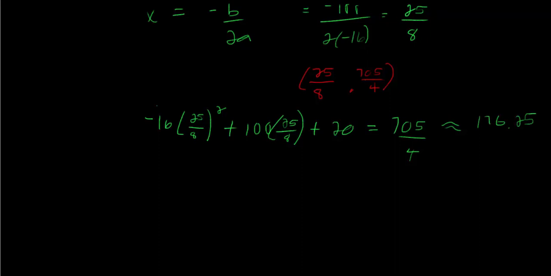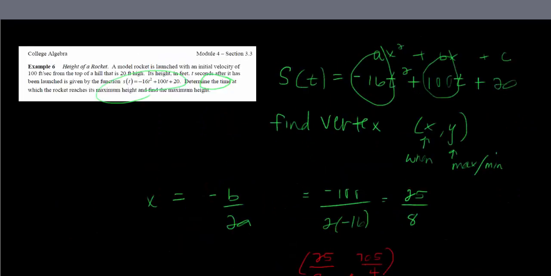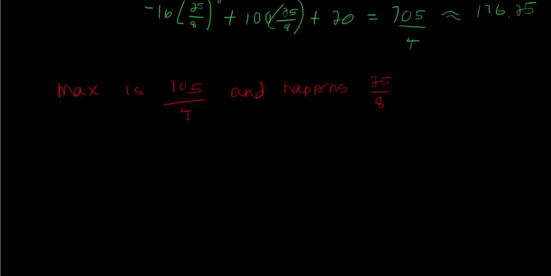I know that I have a maximum. The maximum is the y value, 705 over 4. And it happens at 25 over 8. Let's see the unit of time we used. 25 over 8 seconds after the rocket is launched.